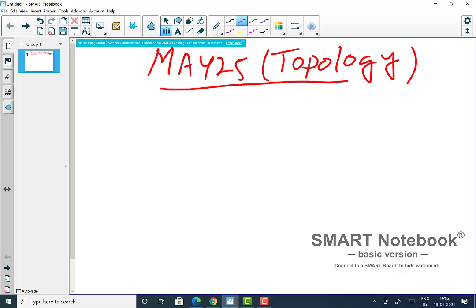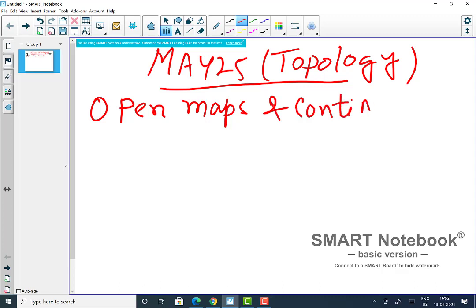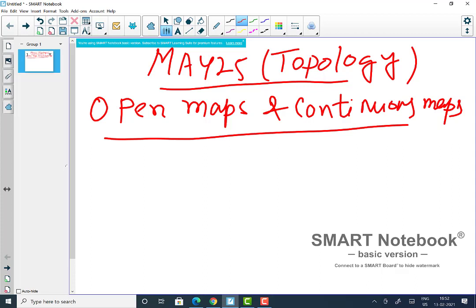Okay, and today we will discuss two types of maps, and these are open maps and continuous maps. Continuous maps you have already learned in analysis, so we will discuss the general version for topological spaces. But let me just start with what is an open map, and then I will tell you the relation between open and continuous maps.